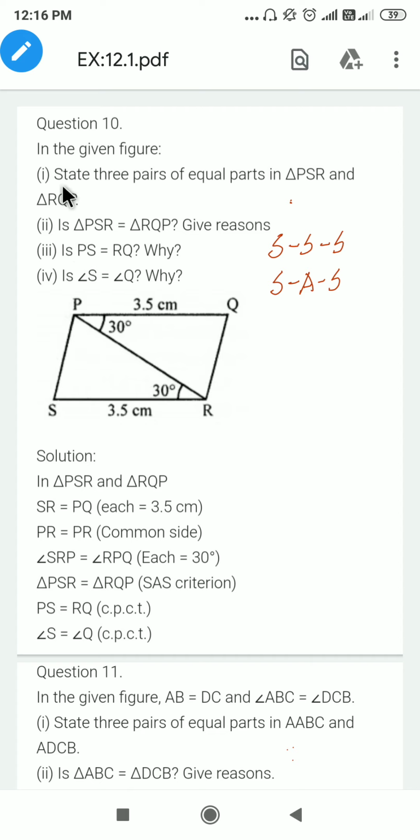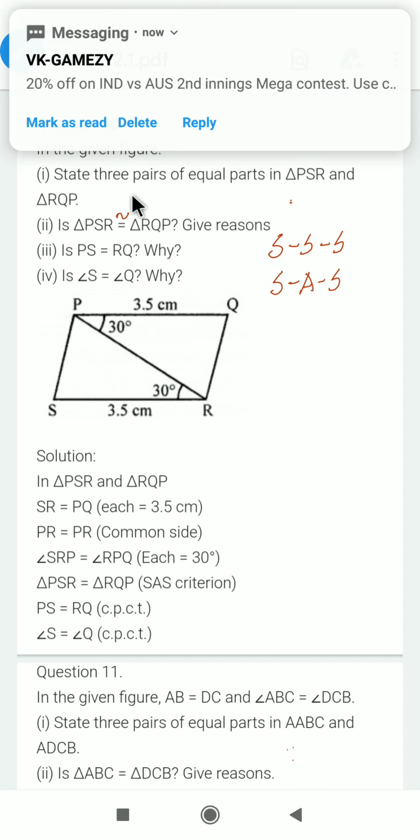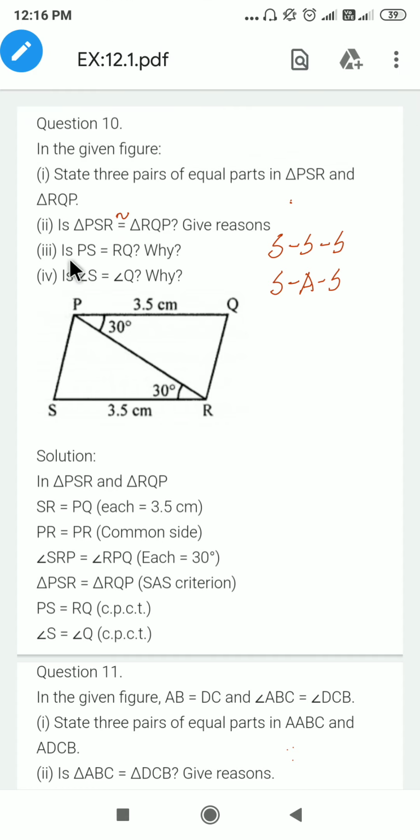So here are given two triangles, one is PSR, another one is RQP. You have to prove that these two triangles are congruent. This is the congruent sign, and there is this type of sign. PS is equal to QR and angle S is equal to angle Q. So the first question is given here: state three pairs of equal parts in this triangle and this triangle.